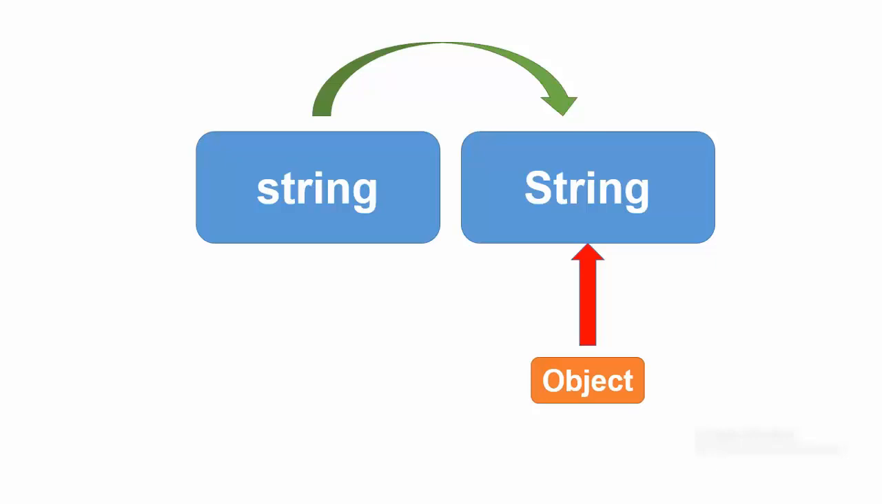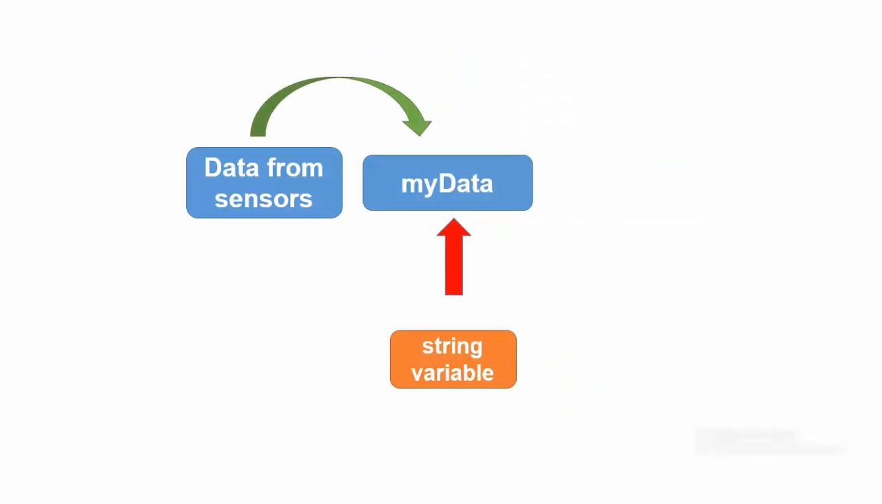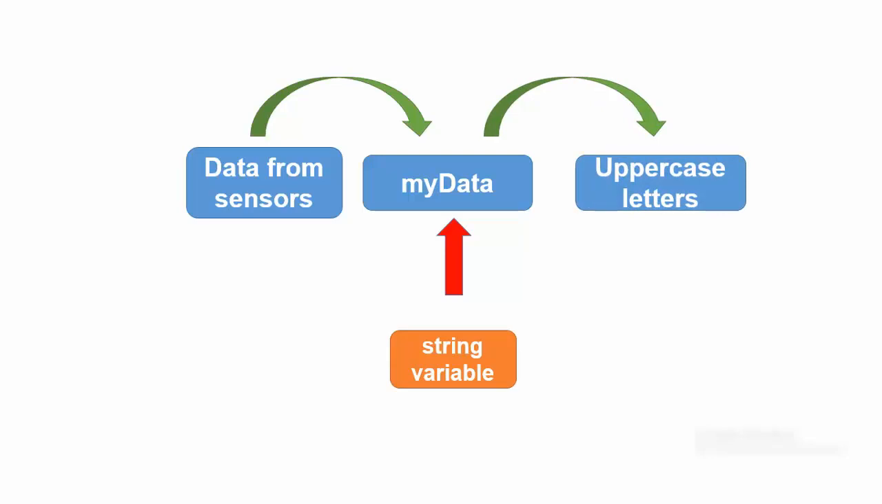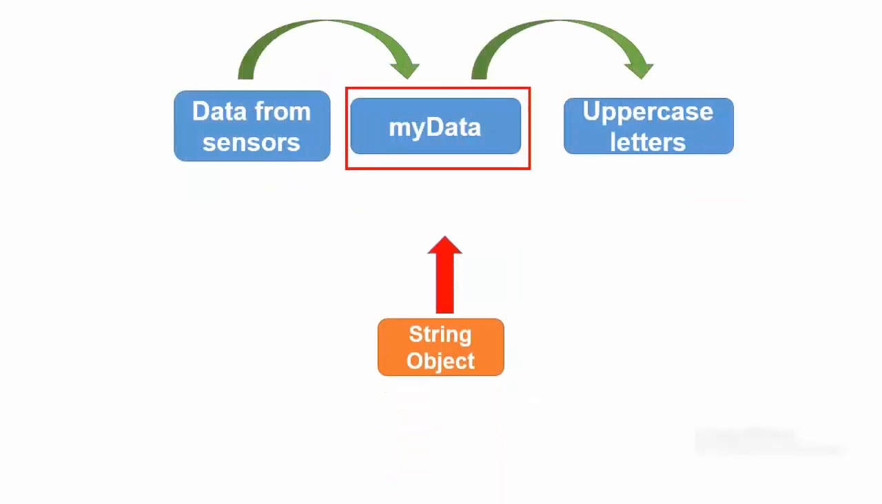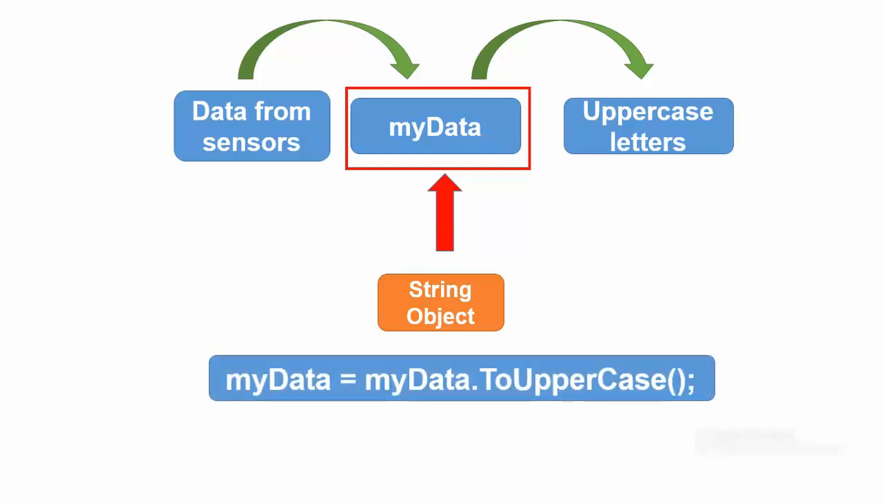For example, suppose you have a sequence of characters that you read from a sensor into a string variable named myData. Further, suppose you need to convert them all to uppercase letters. With a string with small s data type, you would have to write the code to do that conversion. But if you defined this variable as a String object, then you could write the conversion simply like this, and you are done. The reason this works is because within the String object is a function that contains the code to do the conversion for you.